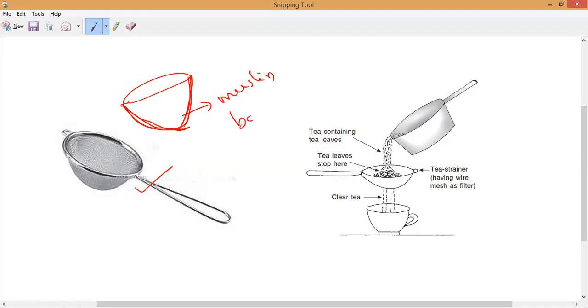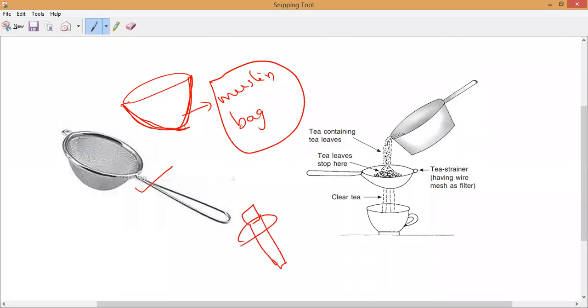Muslin bag. Understand? This muslin bag is also present in a dry cell, in our electric cell. You may have studied it in lower classes. Have you remembered?